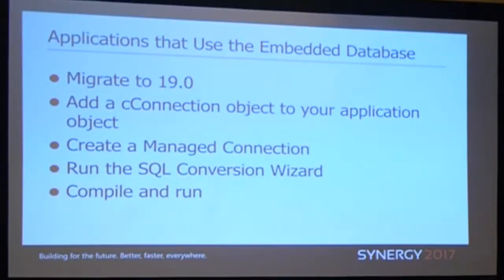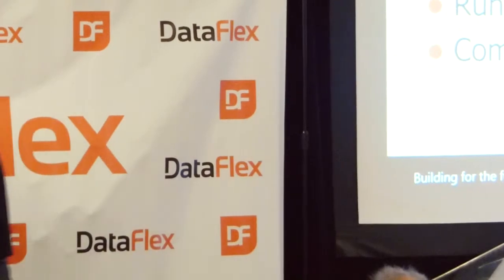If you don't already use SQL, you migrate to 19.0, you add a connection object to your application object, you create the managed connection, you convert to SQL, and you compile and run. And that's what you do. Okay. It really kind of is that easy.